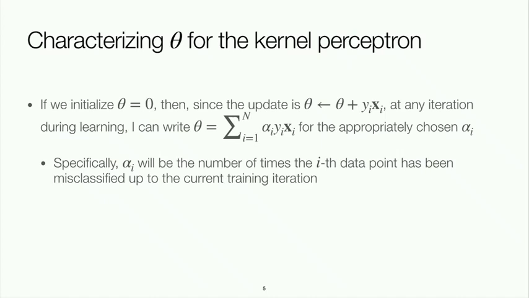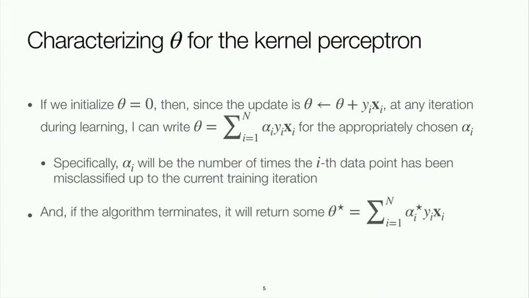Yeah, exactly. So the general answer, right, is that alpha_i will be however many times the ith data point has been misclassified up to the current training iteration, right? So if I've gone through my data set like 10 times, right, and there's some particular data point that I've just gotten wrong every single time, right, then I'll have added that y_i x_i 10 times to my theta, so then that alpha_i would be 10, right? So I can write theta as this sum of alpha_i y_i x_i, right, where alpha_i is however many times that data point has been misclassified.